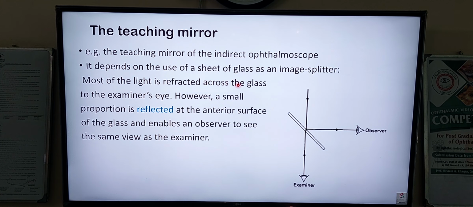So we use a sheet of glass as an image splitter. Most of the light is refracted across the glass, जो हमें examiner's eye को नजर आता है image, while some part is reflected, जो कि observer को नजर आता है. So the image to the observer is slightly dimmer, but examiner को जो है वो refraction से आ रहा है. ठीक है, but the observer is also able to see because of the reflection.